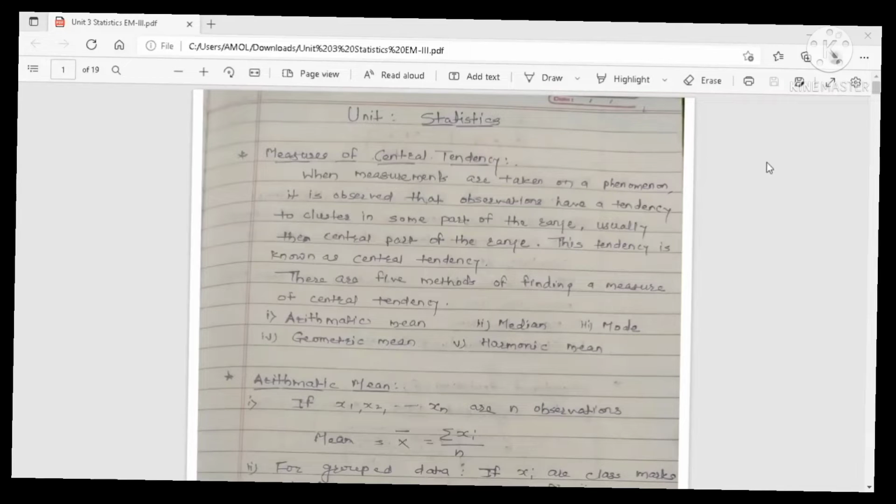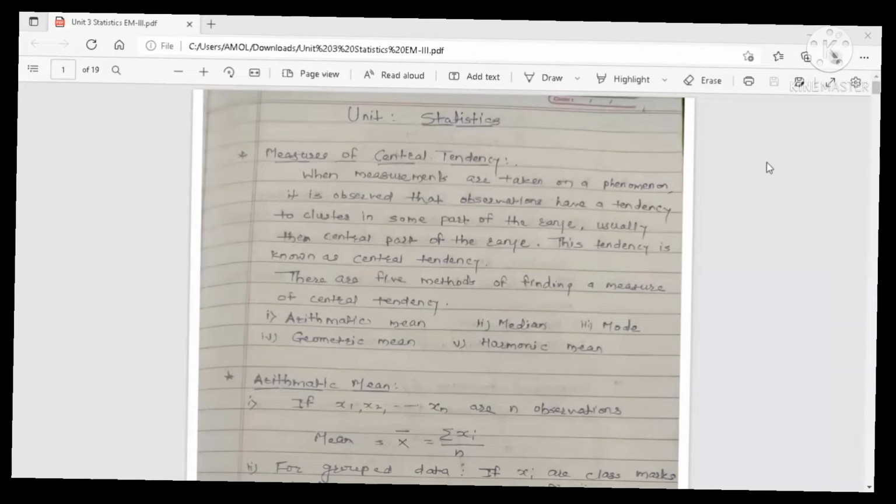Today's topic: we are going to start the third unit, statistics. Statistics is the application of mathematics, pure mathematics. Now, the first concept in statistics, measures of central tendency.